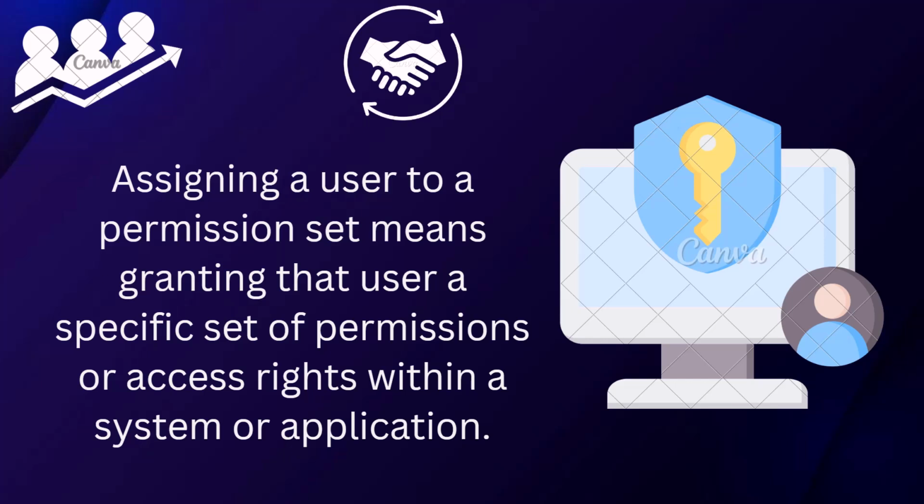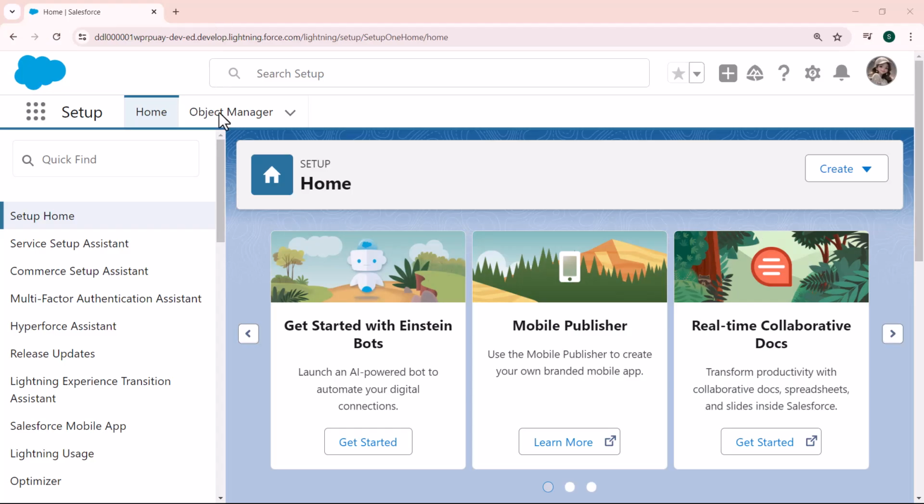So let's proceed and discuss how we assign a user to a permission set in Salesforce Lightning. For this, we first move to our Salesforce org. Our first step is to log in to our Salesforce account in the Lightning experience as an administrator. Once you log in, your next step is to check whether you are in the Lightning experience or Classic. If you are not in Lightning, shift your org to Lightning. Most probably, you will be directed to the home page that is visible on your screen.